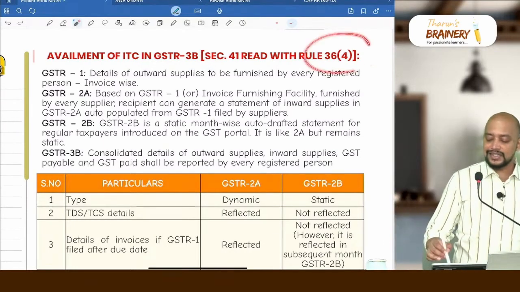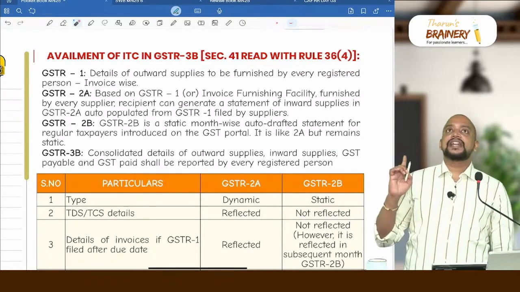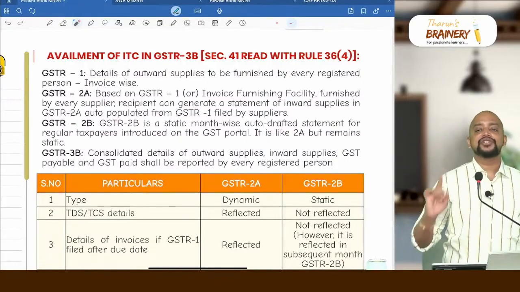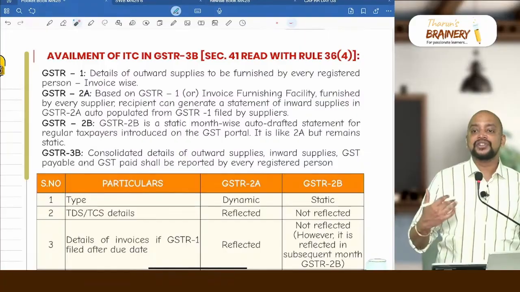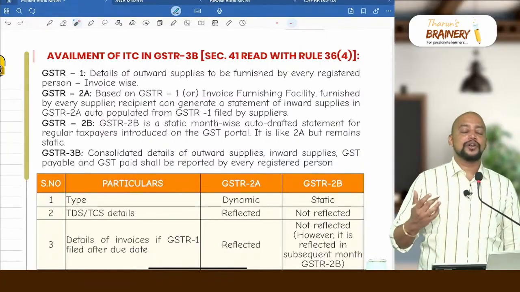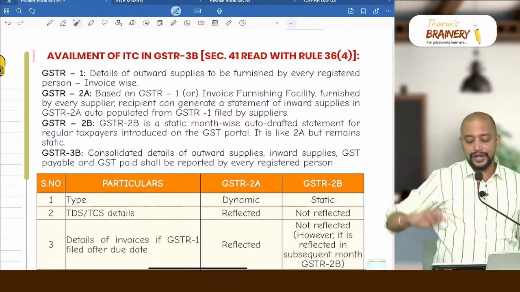Section 41 read with rule 36 sub rule 4 says we can avail the ITC only if it is matched ITC. What is matched ITC? That ITC which is reflected in the GSTR 2B. So that is called matched ITC. How will it be reflected in 2B? Based on the GSTR 1 of the supplier.